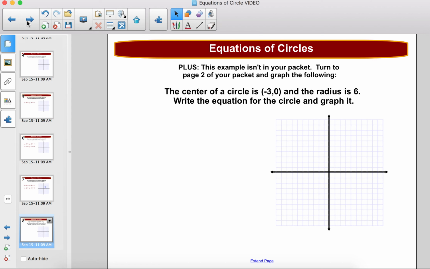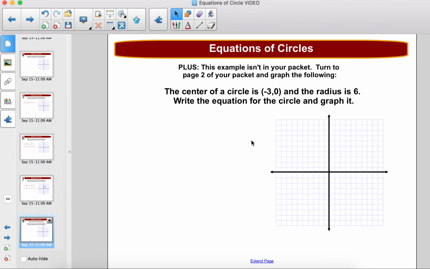Oh, so a little side note, I am making the same video for plus and regular. So plus, this is not in your packet. Regular it is. So you have a bunch of extra circles on page 2, plus students. And so go ahead and turn to page 2 and do this example here.